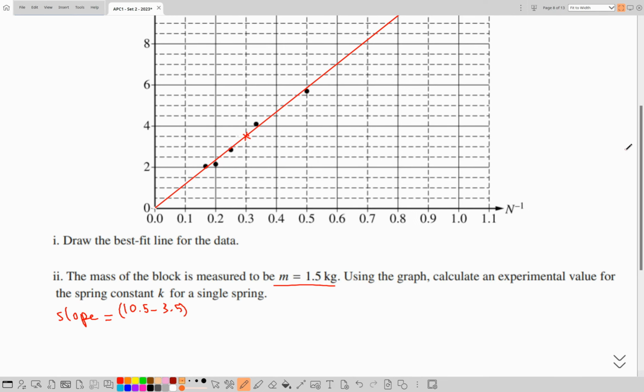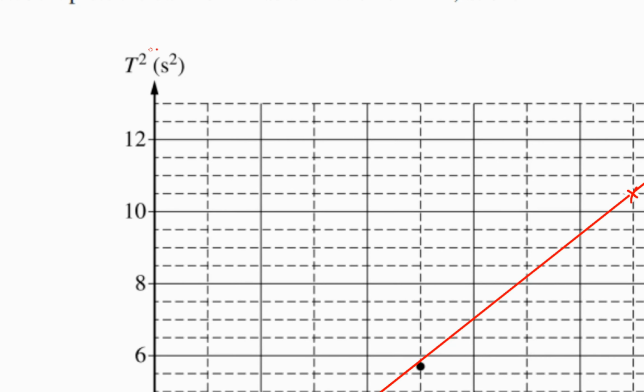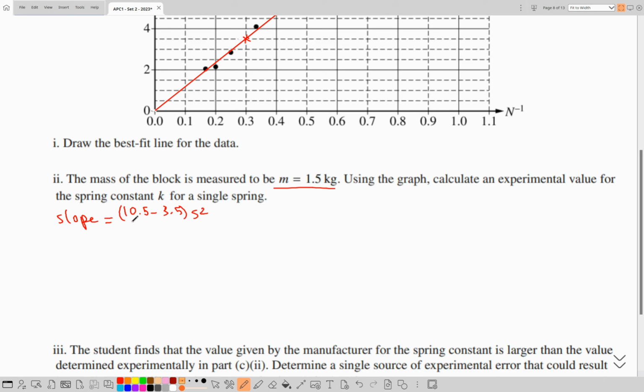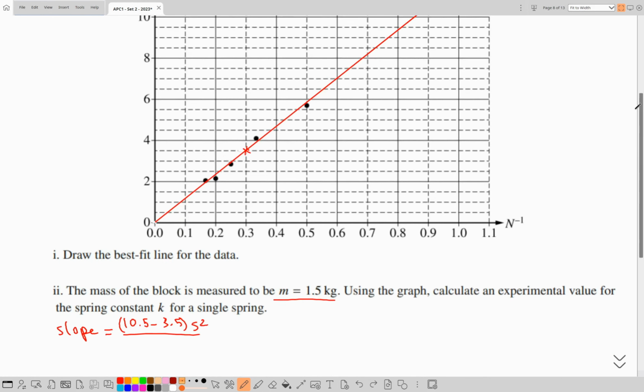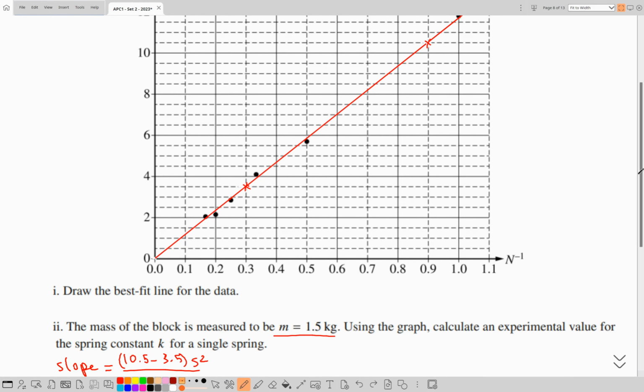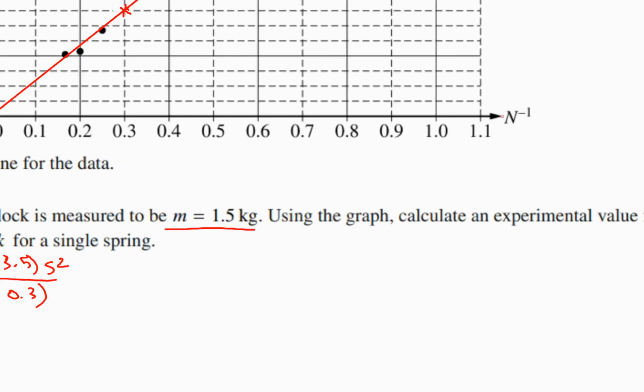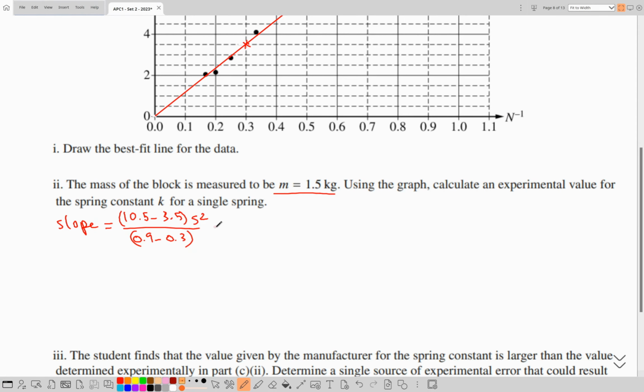The unit of the numerator is seconds square. It is important to keep track of the units. Divided by the run, which is 0.9 minus 0.3. And remember that n, the number of springs, has no unit. Plugging this fraction on the calculator, we see that the slope is 11.67 seconds square.